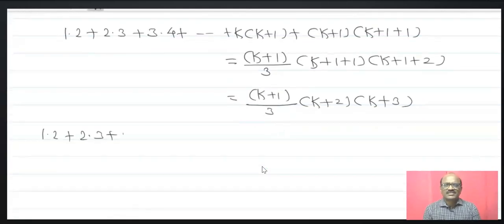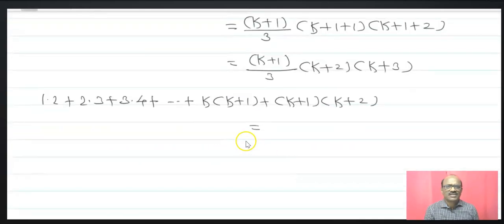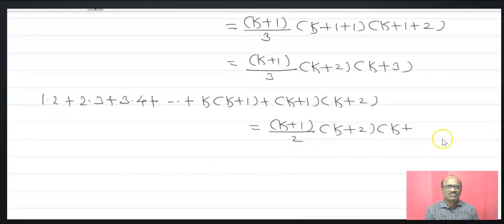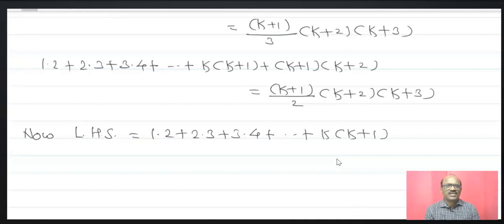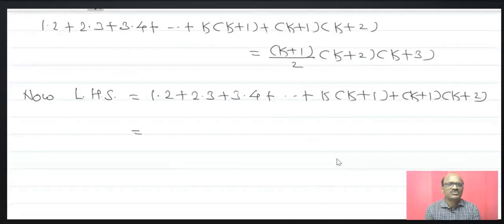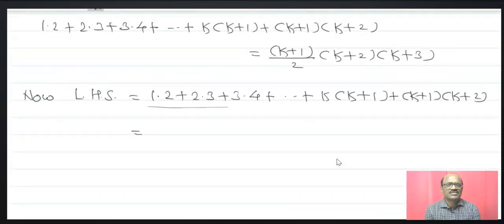Now see this again, we write here 1.2 plus 2.3 plus 3.4, and in this way k in bracket k plus 1, k plus 1, k plus 2. Now consider next, that is the LHS of this equation. Now LHS, 1.2 plus 2.3 plus 3.4 plus dash dash k in bracket k plus 1, k plus 1 into k plus 2. Here k in bracket k plus 1.